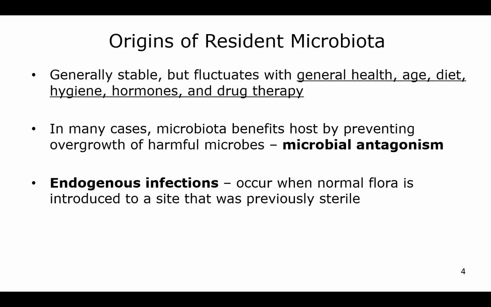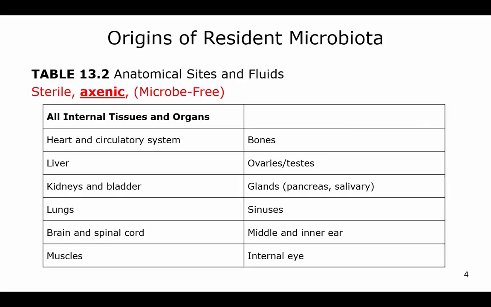All right, endogenous infections occur when normal flora is introduced to a site that was previously sterile. So, where are some anatomical sites that are sterile or axenic? Okay, axenic is the term for microbe-free. Well, clearly we would hope that the heart and circulatory system would be axenic. We would hope that our liver, our kidneys, our bladder, our lungs, oh my goodness, brain and spinal cord, absolutely axenic, muscles axenic, bones, gonads, ovaries, testes, glands, salivary, pancreas, sinuses, middle and inner ear, and internal eye. We would expect these places to be free from microbes.